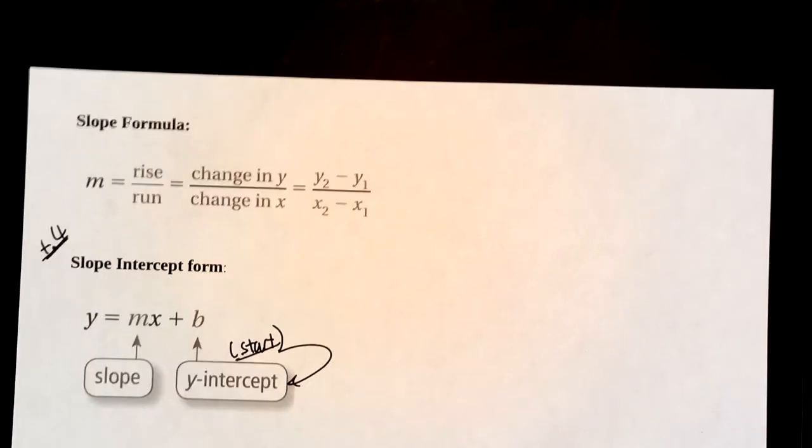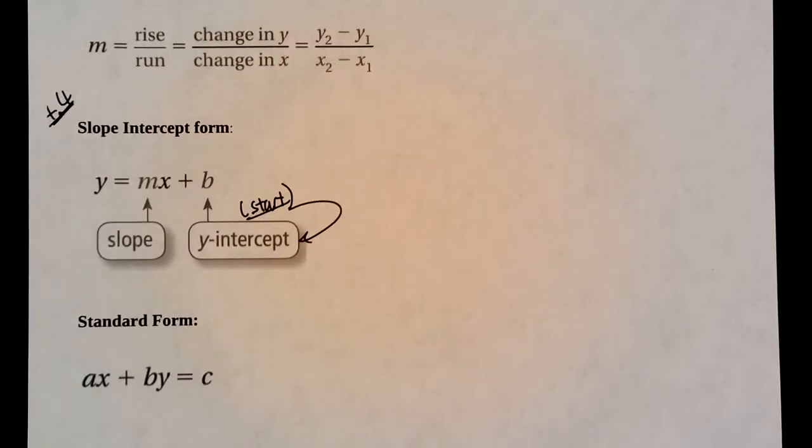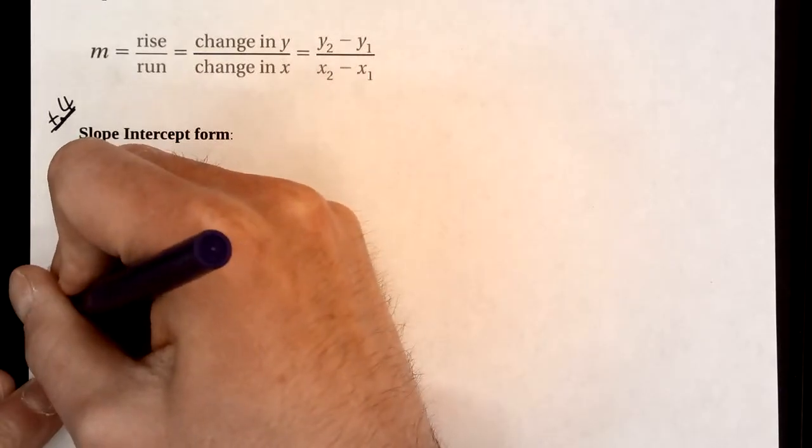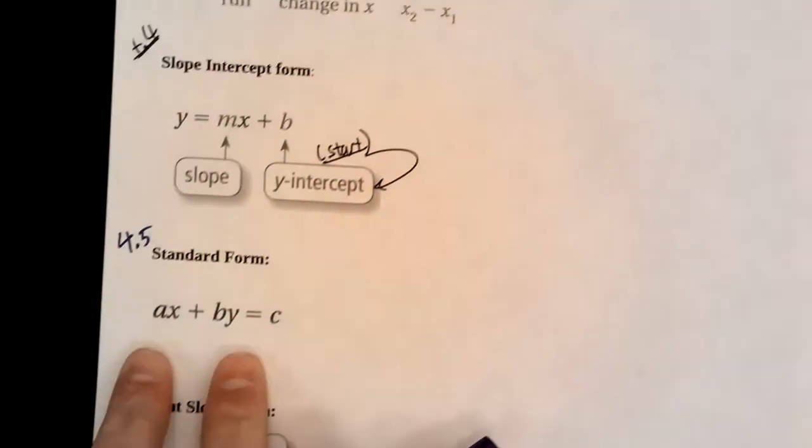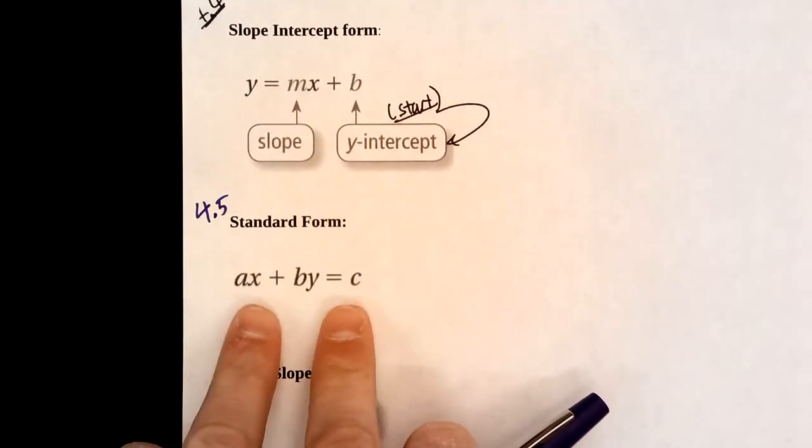Okay, team. Hey, we are now looking at 4.5, and we're graphing lines that are in what's called standard form.